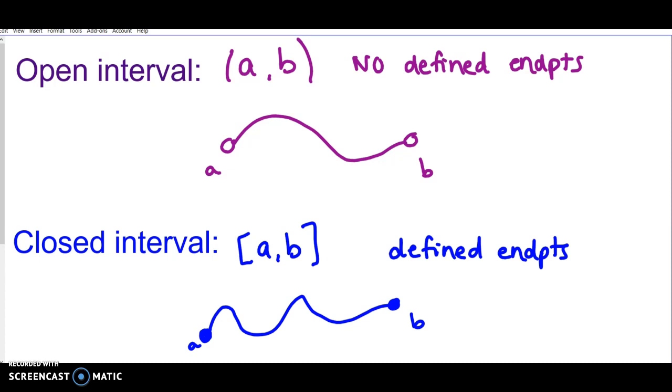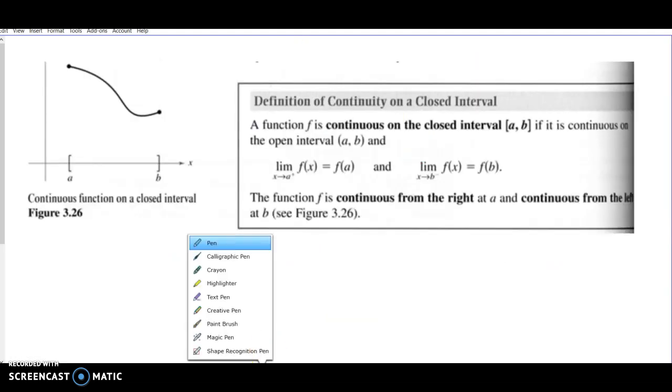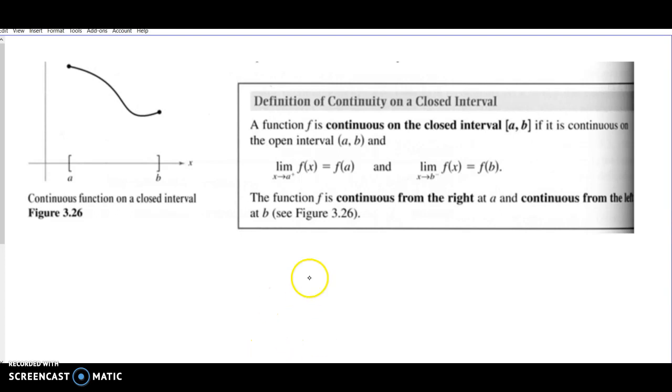Technically, what it was saying in that open interval definition about negative infinity to infinity, technically negative infinity to infinity is an open interval because negative infinity and infinity are not actual values that we can get to like we could in a closed interval here. So technically, negative infinity to infinity is an open interval. We can also have a definition for continuity on a closed interval.